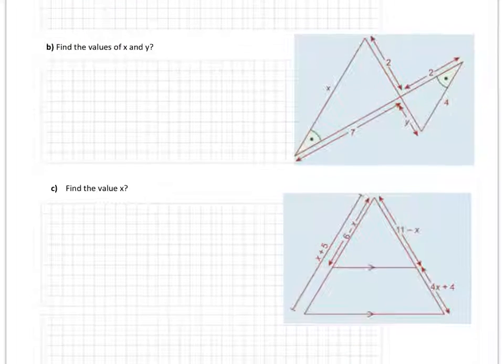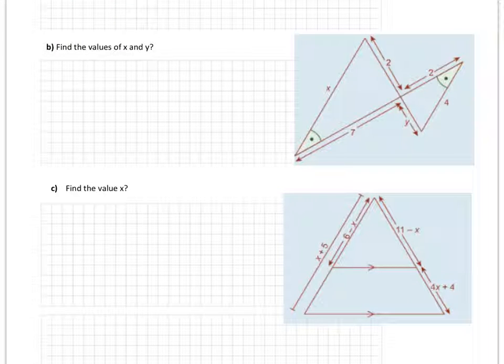Moving on to part B, we have a diagram here of two triangles, and there's various different lengths that we've been told and certain sides we don't know about. What we do know is these two angles are equal to each other. If they're equal, we have alternate angles, which means straight away we can say these two sides here are parallel.